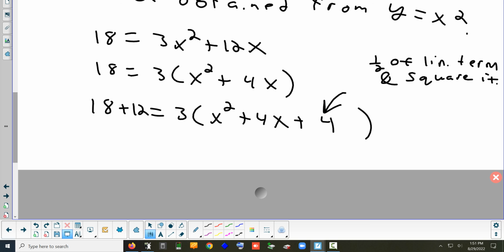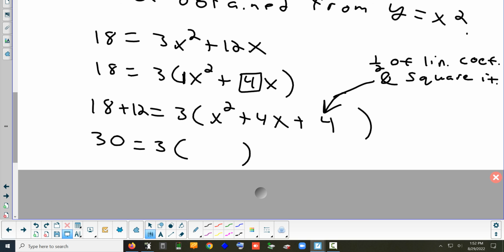Yes? Where's the 4 coming from? So that's half of the linear term, and you square it. In fact, maybe even better words here, half of the linear coefficient and squaring it. So which number? That's your linear coefficient. Oh yeah. This would be your quadratic coefficient. All right, so 18 plus 12 is 30. And how does x squared plus 4x plus 4 factor?